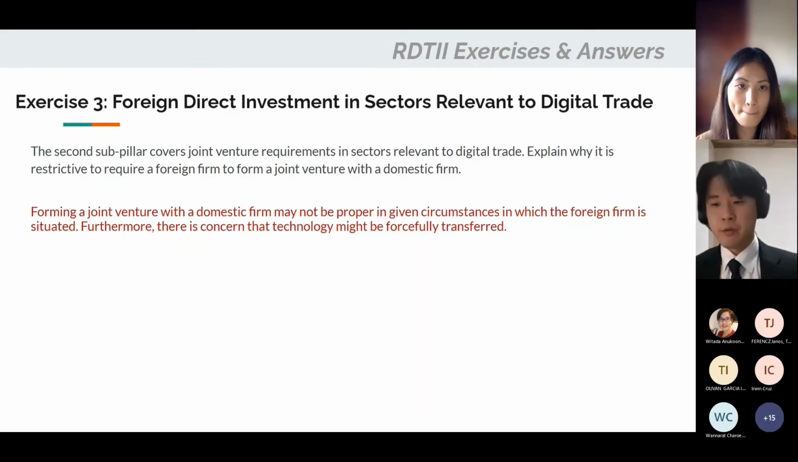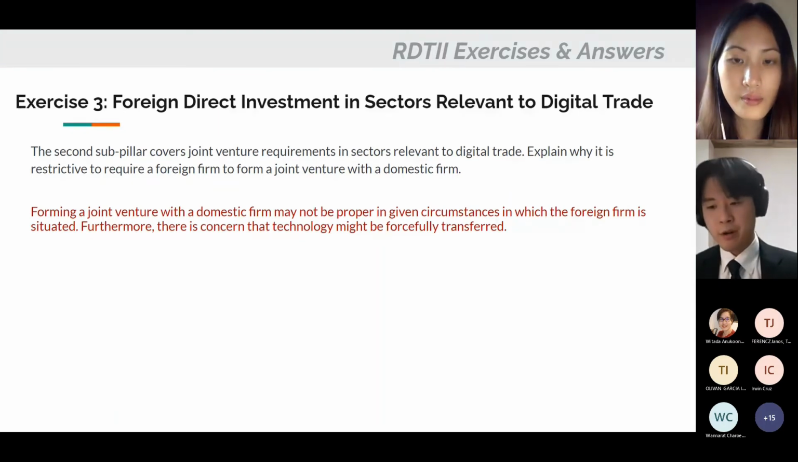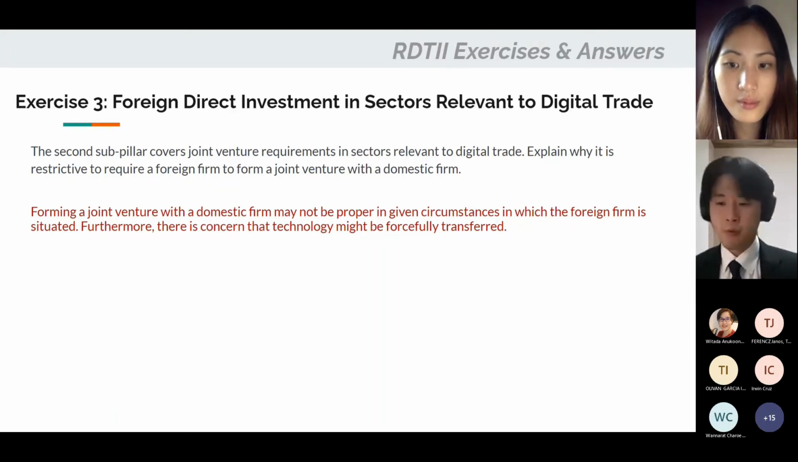Surely, a joint venture requirement can be an effective strategy, right? Because a foreign firm may not know what's going on in their investing economy, so they may need a domestic partner who can help them to navigate through the webs of regulations and laws. But it is not necessarily true for every situation. It should be up to businesses rather than the government to determine that question of business strategy. And that is the first reason.